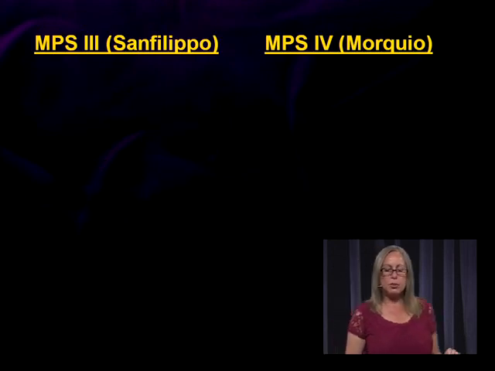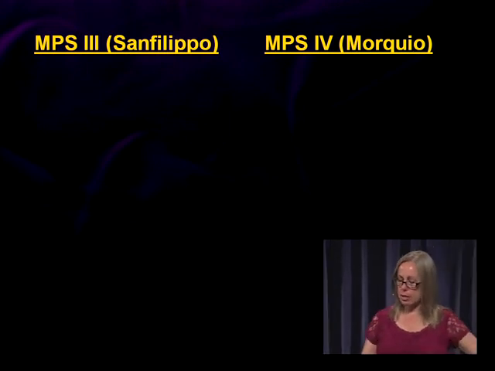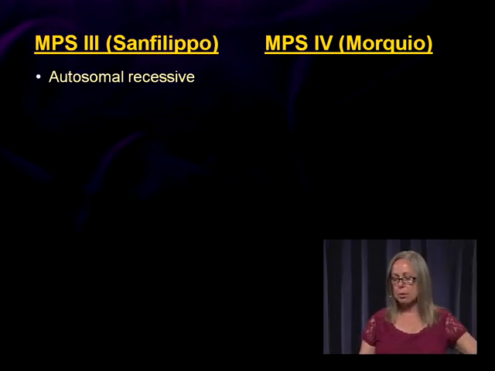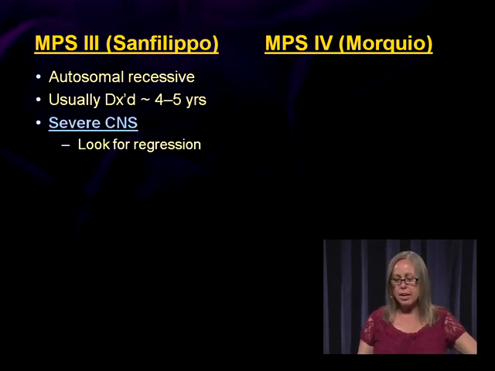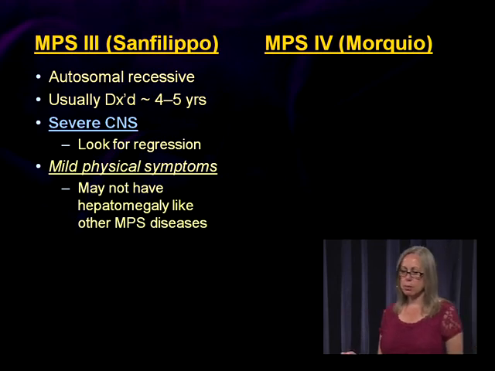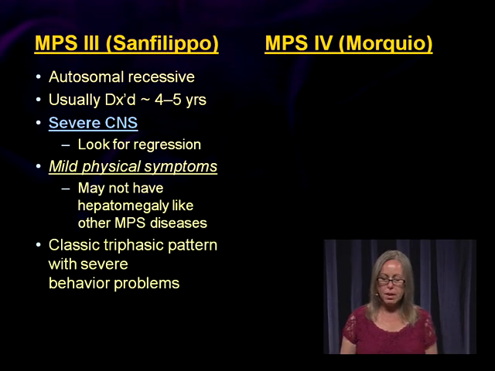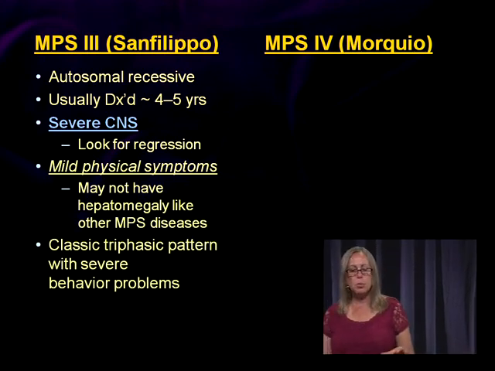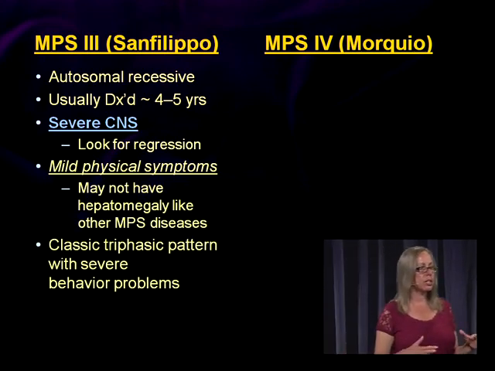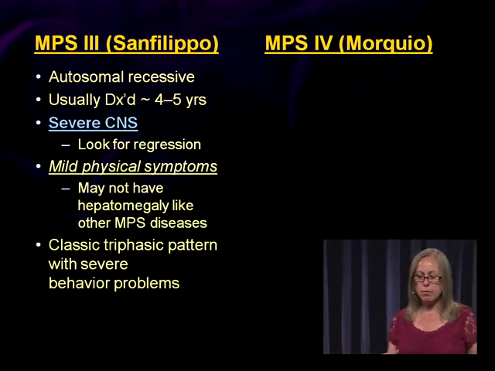The other two that can come up on tests are Sanfilippo's and Morquio's, so type 3 and type 4. Sanfilippo is recessive, usually diagnosed by about 4 to 5 years of age. They have severe CNS problems and actually can have developmental regression. They have very mild physical symptoms. They may not have hepatomegaly like the other MPSs. And there's a classic triphasic pattern with severe behavior problems. So they look like they're chugging along just fine, and they sort of slow down, lose skills, and become very aggressive.